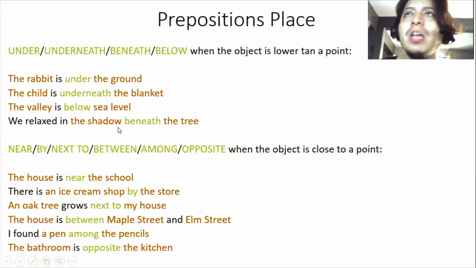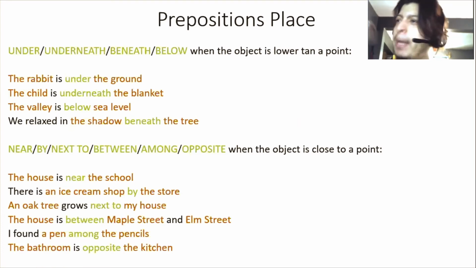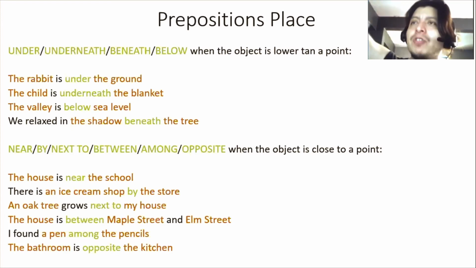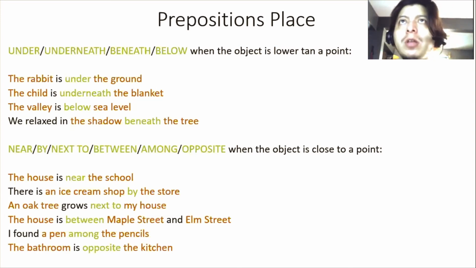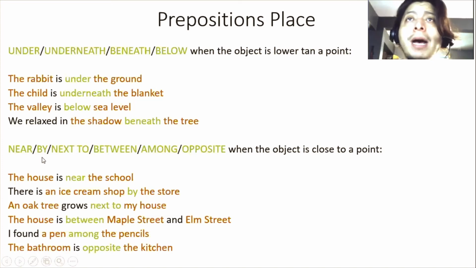We relax in the shadow beneath the tree. Beneath means under a tree, underneath a tree, beneath a tree. You have a tree, and we were under the tree. We were enjoying the shadow. We were not on top of the tree. We were not above the tree. We were under the tree or beneath the tree. This is when things are at a lower point. You can use under, underneath, below, or beneath. When objects are close to a point, you can use near, by, next to, between, among, or opposite. For example, the house is near the school.